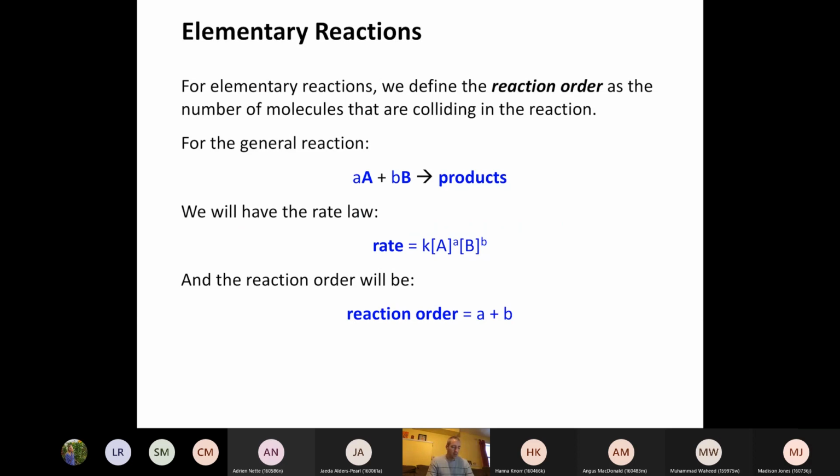Okay, another thing I want to define right away is something called reaction order. It's kind of not a great term if you ask me, because order to me implies the sequence of events that take place, the order of events, but that's not what we mean here. When we're talking about order, what we're really talking about is how many things are colliding in this particular elementary reaction. So remember this: elementary reaction equals one collision.